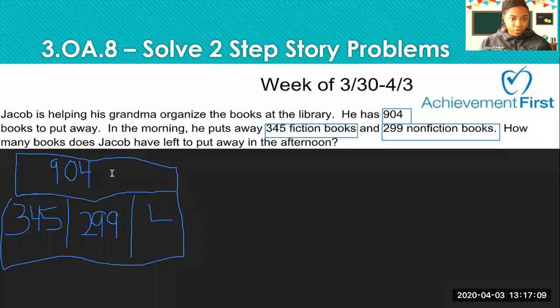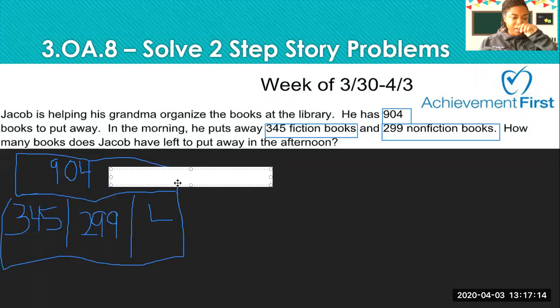So 904. What does that represent? 904 is the total number of books that he needs to put away. His granny said he has to put all those books away.